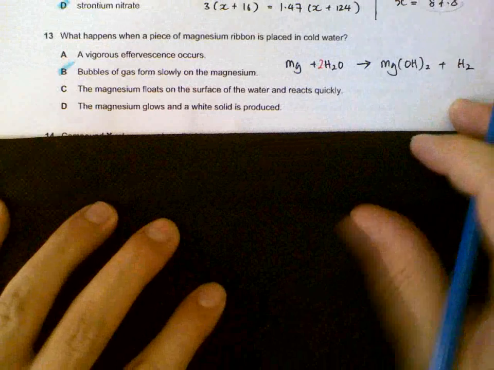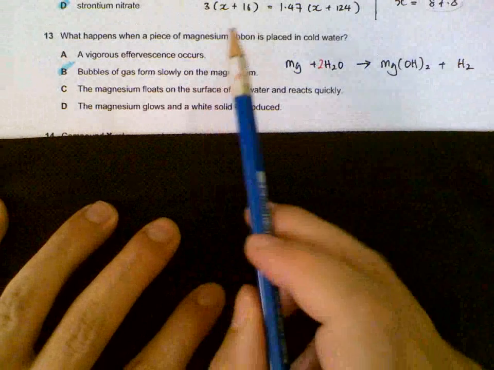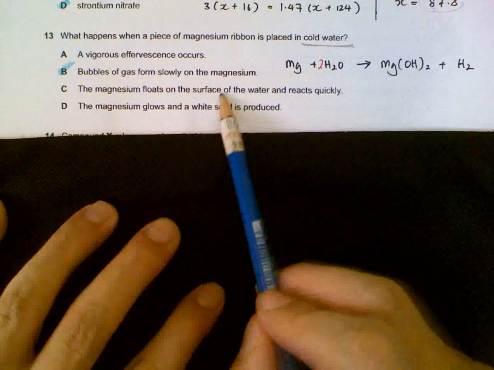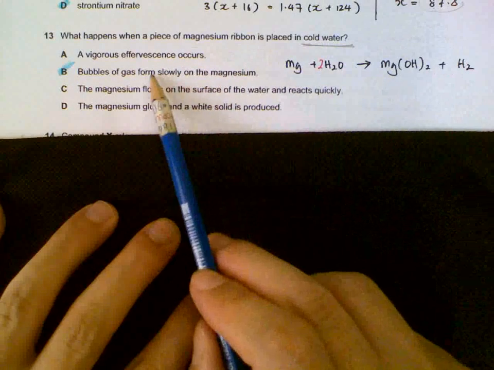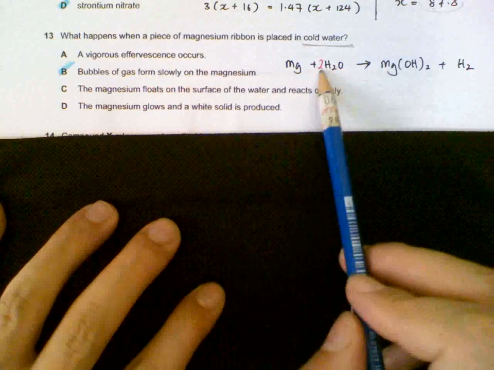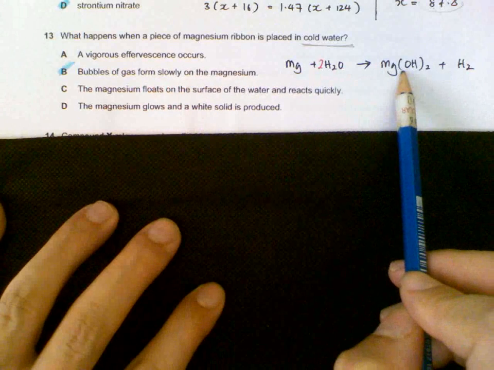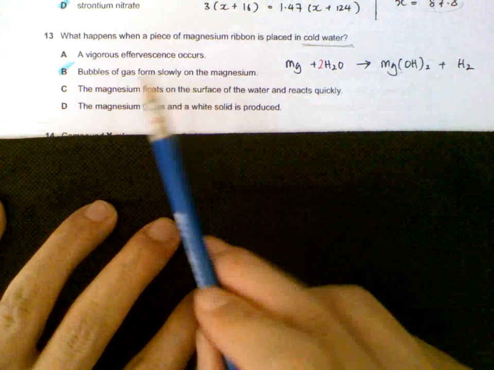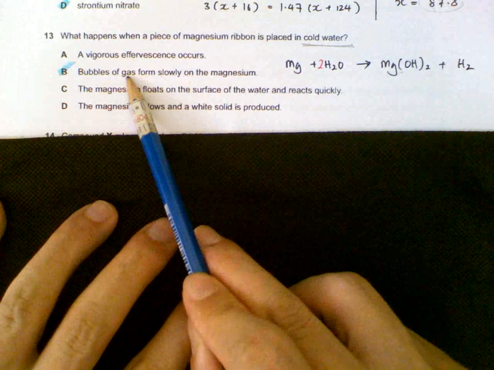Number 13. What happens if we place magnesium ribbon in cold water? In cold water, the magnesium will react, but not vigorously. You will form magnesium hydroxide, and then hydrogen gas will be released. That will be the bubbles that we observe.